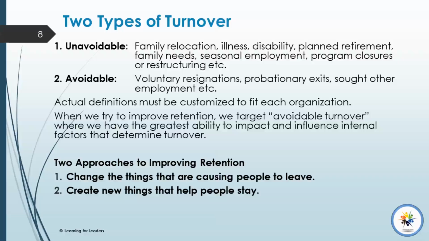Family relocation, illness, disability, planned retirement, a young family needing mom or dad at home during a critical time in the growth of the children, seasonal employment, people who come to us as students and then leave. Clearly, those are unavoidable. If we have a program closure as a result of restructuring or loss of funding, those are unavoidable. And we should sort out those unavoidables from your total overall turnover. We call that total turnover gross turnover. So the biggest number we have is the gross turnover, and we subtract from that the unavoidable turnover.